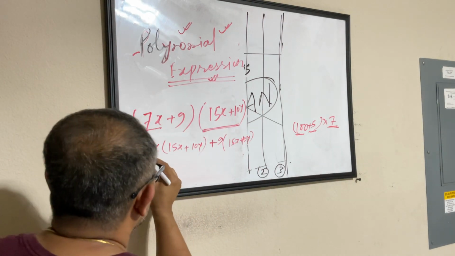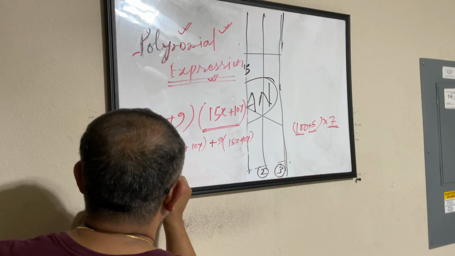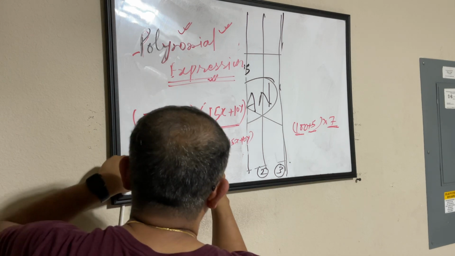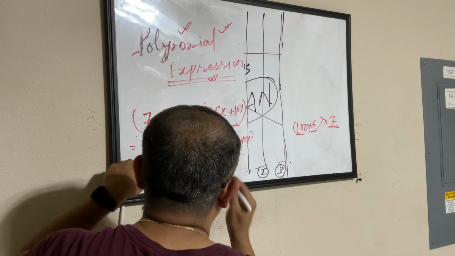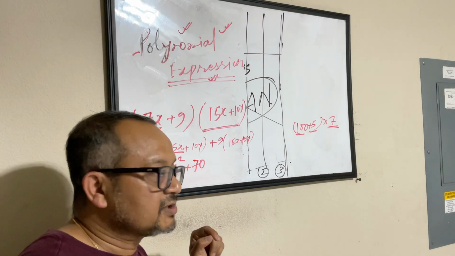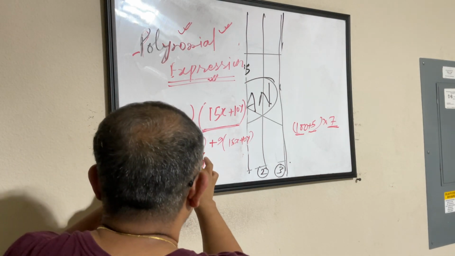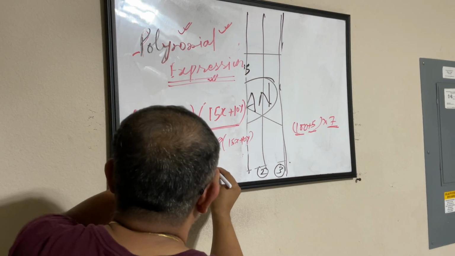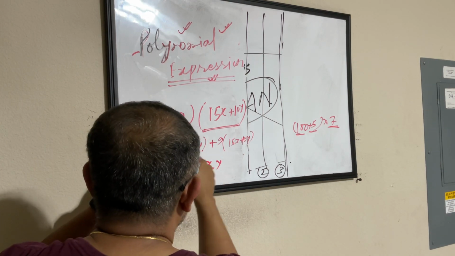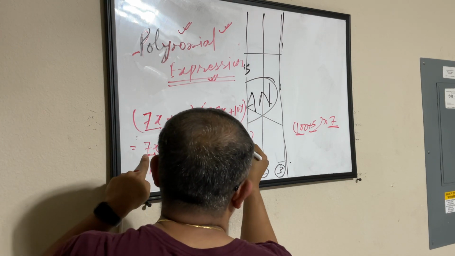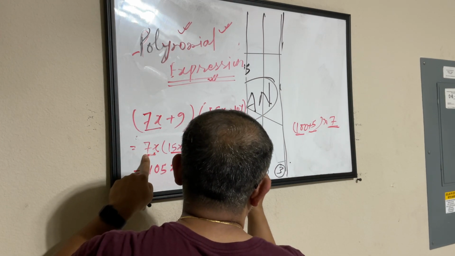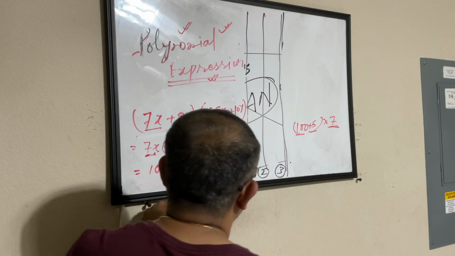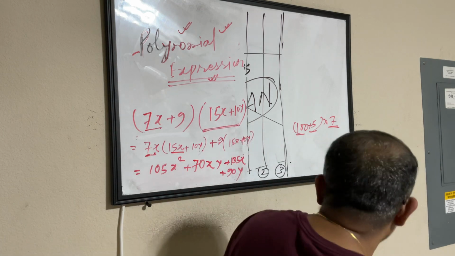So let's do it quickly. 7x into 15x: 7 into 15 is 105, x into x becomes x squared, plus 7x into 10y, so 7 into 10, 70. You never deal with apples and oranges together. You multiply numbers with numbers, x with x, y with y. Since you did not have x here, x remains as x, y remains as y. You could only multiply 10 and 7. Same way, 9 into 15x: 15 times 9 is 135 x, and then 9 into 10 becomes 90y. So you would have got the same answer.